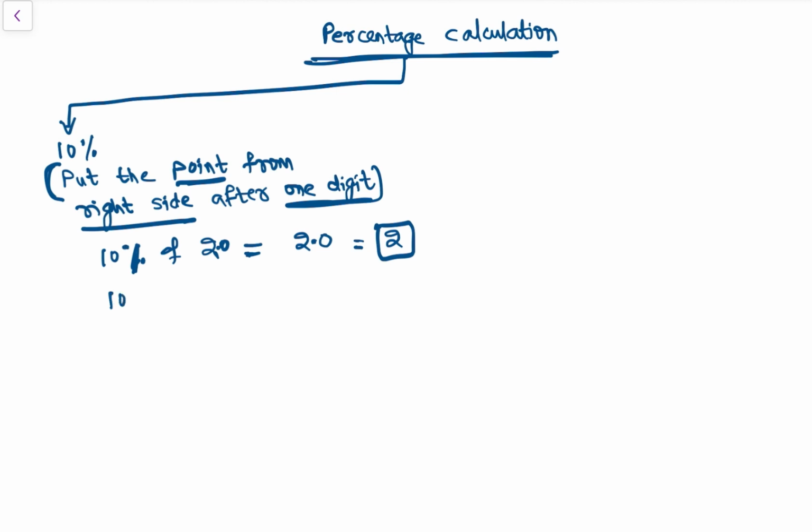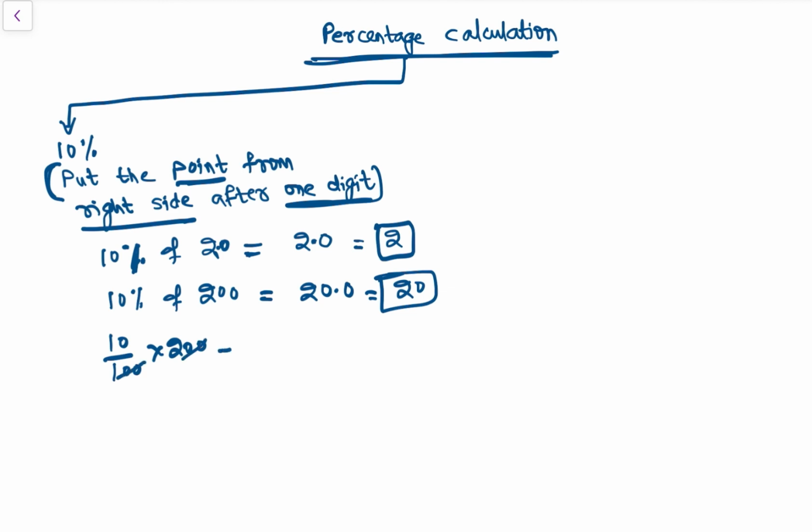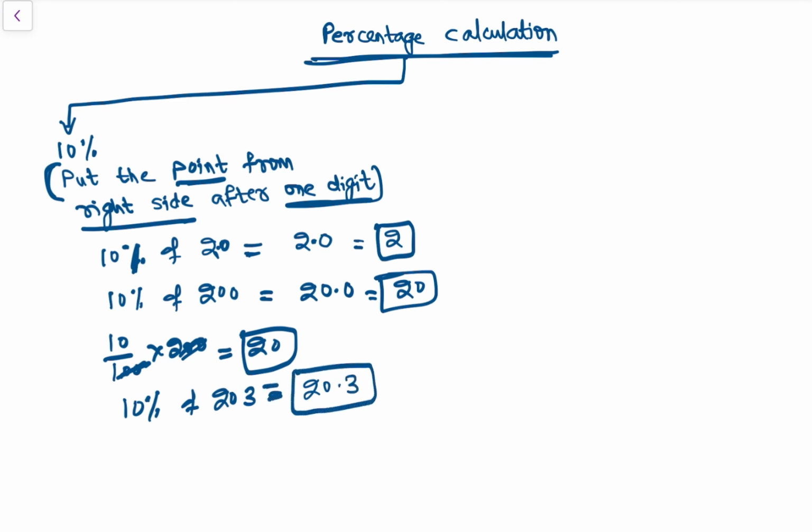Similarly, 10% of 200: starting from the right side it becomes 20.0, which is nothing but 20. So rather than calculating 10 by 100 into 200, cancelling the zeros and getting 20, you can just say 10% of 203 is what? 20.3. So this is starting from the right side, put the point after one digit. So for 10% we will do this.